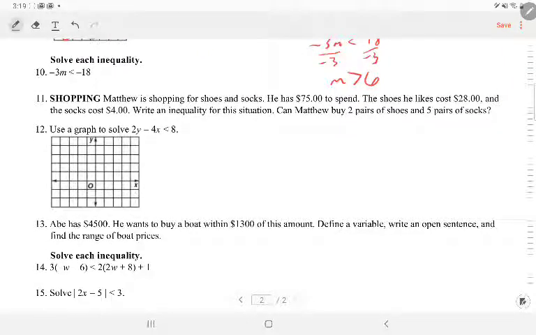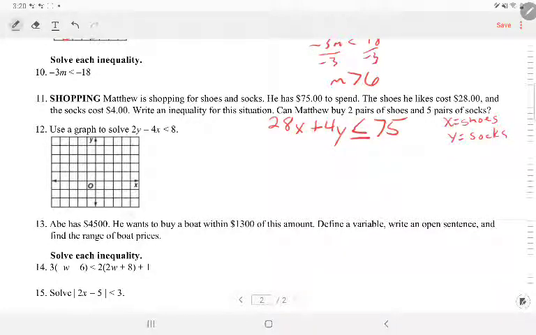Number 11 says, Matthew is shopping for shoes and socks. He has $75 to spend. The shoes he likes cost $28 and the socks cost $4. Write an inequality for this situation. Okay, so the first thing we want to do is write it as an inequality. So we could say $28 times the number of shoes, I'm sorry, so x equals shoes and y equals socks. There we go. Keep it straight. Plus $4 per number of socks. And he has $75 to spend. That's all he's got. So he's got to spend less than or equal to what he has to spend.